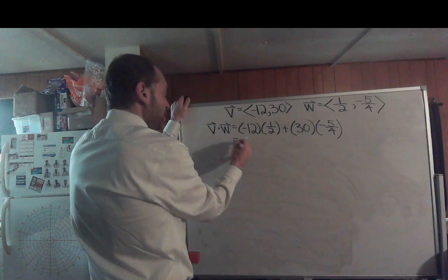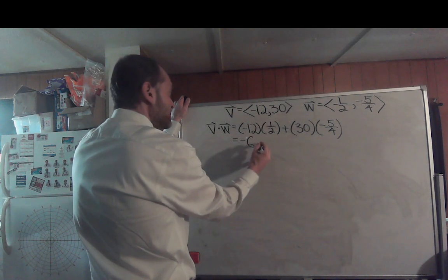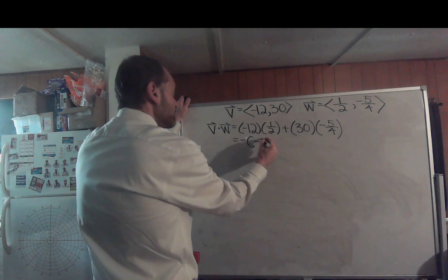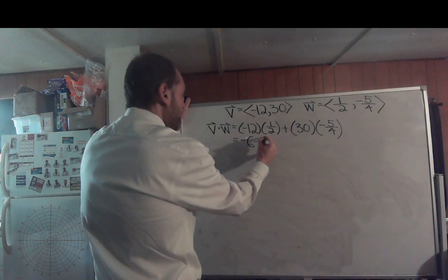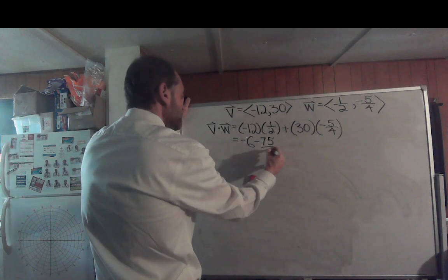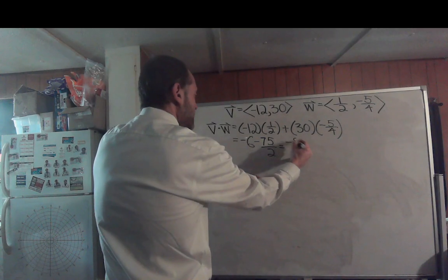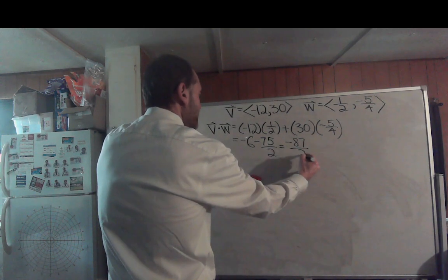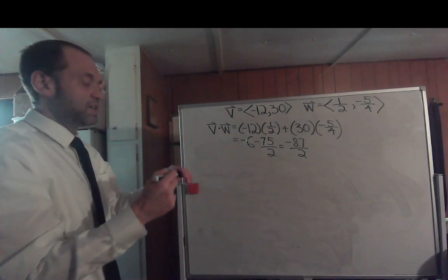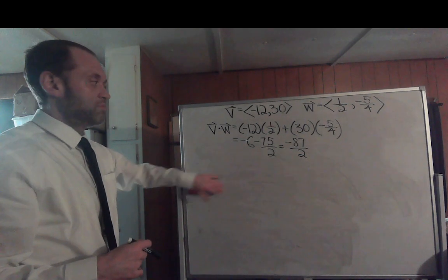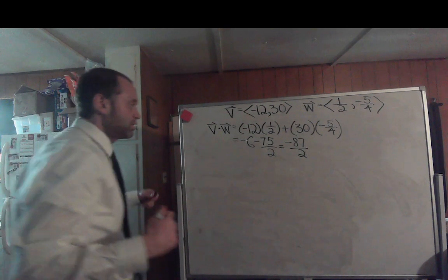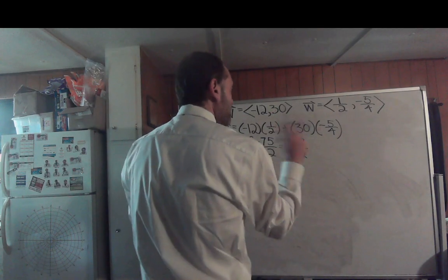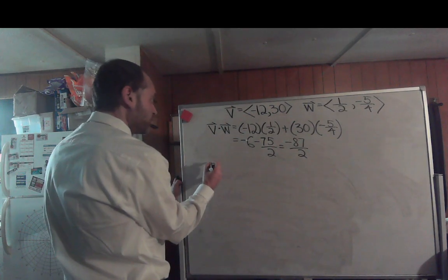Okay, so that would end up giving you negative 6 minus 150/4 or minus 75/2, which would give you a dot product of negative 87/2. Well, definitely not orthogonal. There's no way they could be because the dot product isn't 0. So we know they're not orthogonal. So what about parallel? We still have to rule that out.